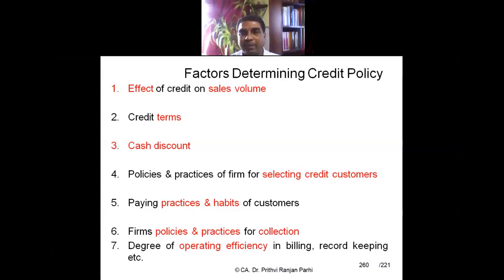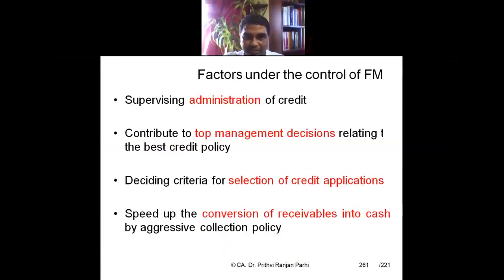Or you should have purchased a minimum amount. Only when your bill exceeds 1 lakh rupees will credit sale be allowed. Or the maximum amount of credit sale can be like this. So these are certain terms which can be decided. They are called credit terms.